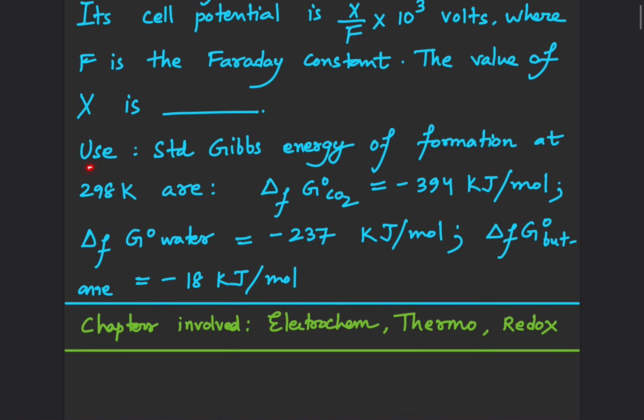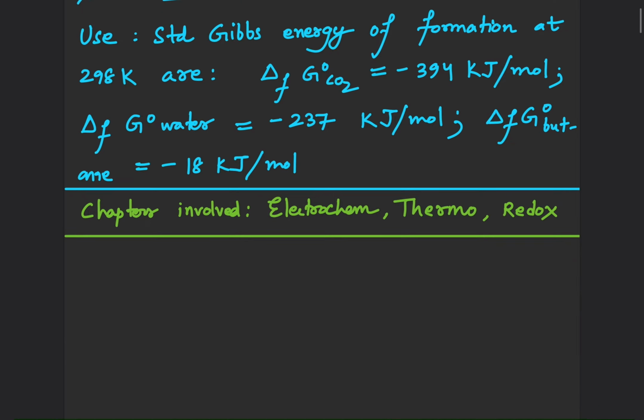And use standard Gibbs energy of formation at 298 Kelvin. Delta F G naught of CO2 is minus 394 kilojoules per mole. Delta F G naught of water is minus 237 kilojoules per mole. Delta F G naught of butane is minus 18 kilojoules per mole. So the chapters involved are electrochemistry, thermodynamics, and redox reactions.